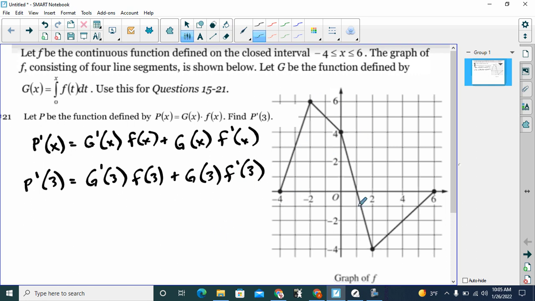Well, this is a graph of f of x. So f of 3 is negative 3. And f prime of 3, the slope of f of x, would be the slope of this line here at 3, which is 1. So that goes for f prime of 3.